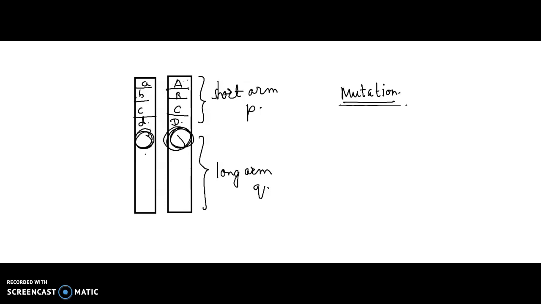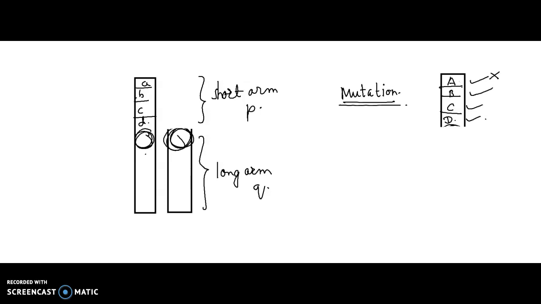The thing which we are talking about in this particular case is the loss of a short arm. This complete short arm will be lost from the chromosome. This loss of a complete short arm will result in the loss of genes a, b, c and d. That means the protein product of gene a will not be synthesized, gene b will not be synthesized, c and d will not be synthesized.